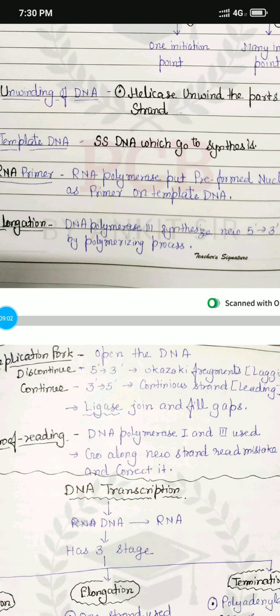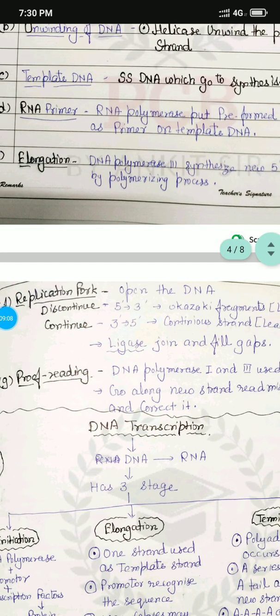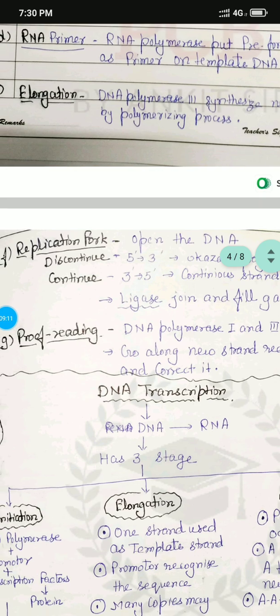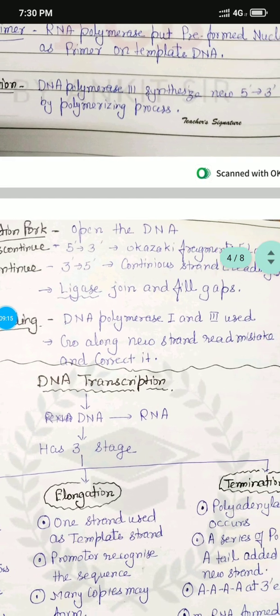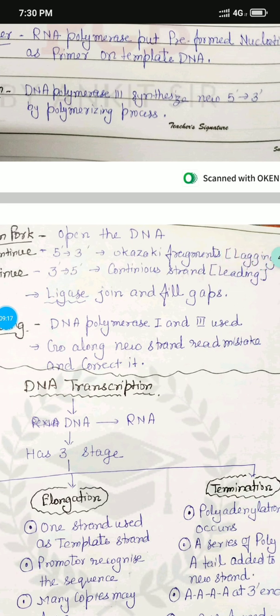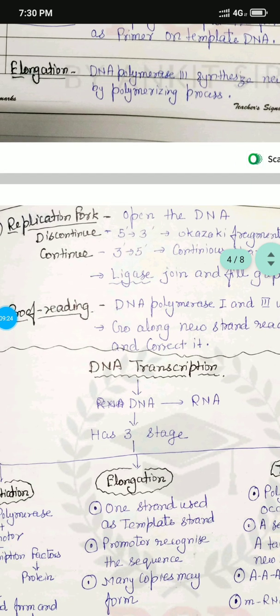But in the lagging strand, the lag is because of the gaps, and these gaps are filled and joined with the help of an enzyme called ligase, as I already showed you here. Now for proofreading, DNA polymerase 1 and DNA polymerase 3 go along the newly formed strand and read it, and if any mistake is found, it can be corrected. This is the total DNA replication, also called DNA duplication.